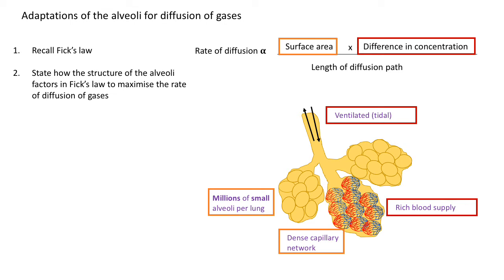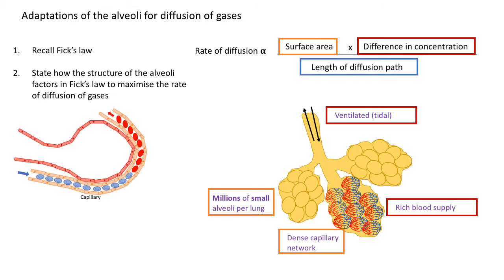So finally, let's look at length of diffusion path, and I've provided another diagram on the left here to help us with this, just to be more clear. So this is a cross section through a single alveolus. What you can see is the space in the alveolus and then the capillary surrounding, or one of the capillaries surrounding the alveolus.